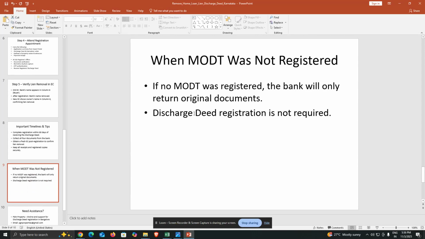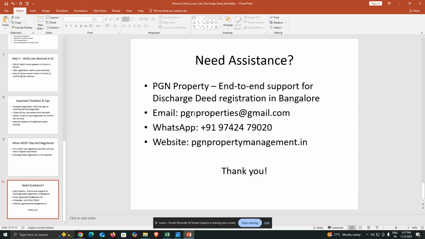If you have not registered the MODT with the bank, you do not need to register the discharge deed as well. You can just collect the loan closure certificate and property documents back from the bank. For example, some banks do not register the MODT if the loan amount is less than 10 lakh. So in that situation, the discharge deed registration is not required.